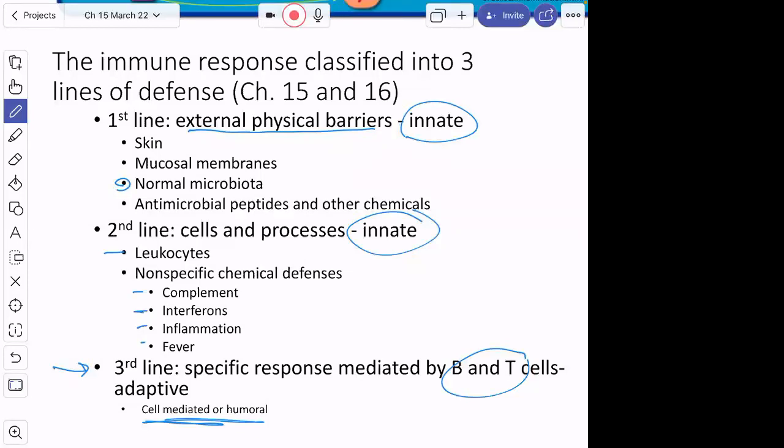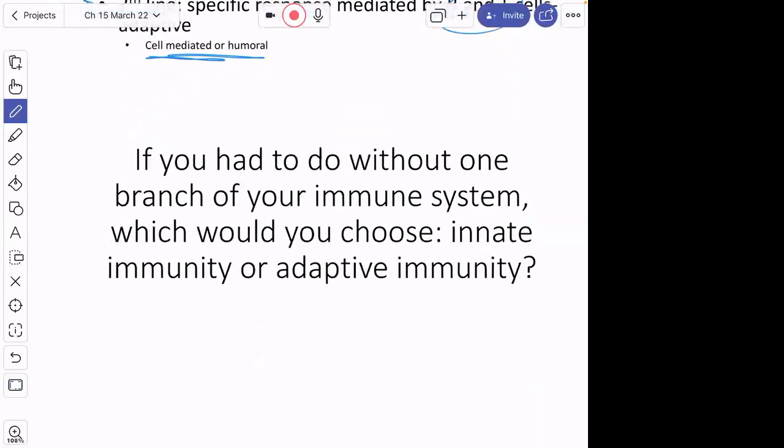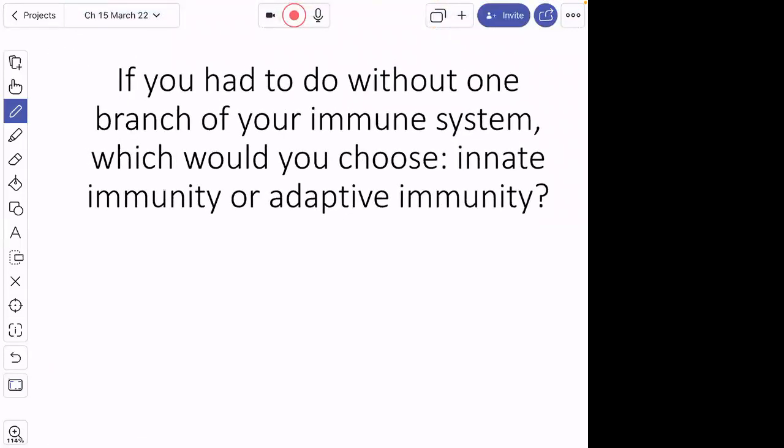I like to pose this thought question. Okay, so just knowing what you know, or knowing what I just told you. I don't know if you've ever played that game, Would You Rather?